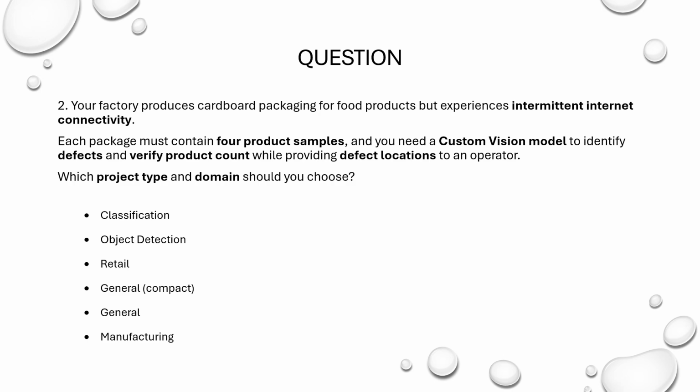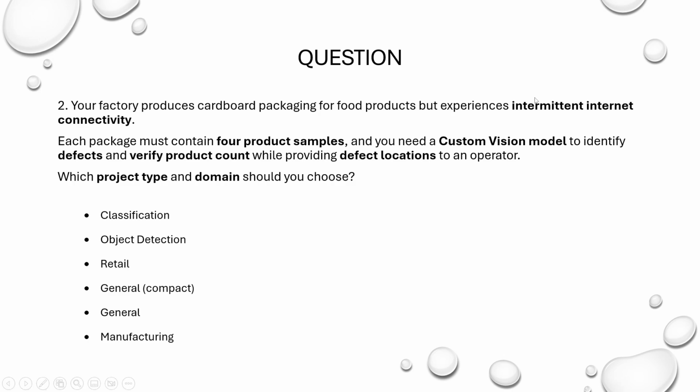Let us break down the question. So what are the keywords present in the question? So you have to use the model in an environment where there is intermittent internet connectivity. Now there are 4 product samples present in a single package and you need a custom vision model and we have to identify the defects and also verify the product count. There are 4 products present in that package and it also has to provide the defect location if any defect is present in the product. So that is the requirement.